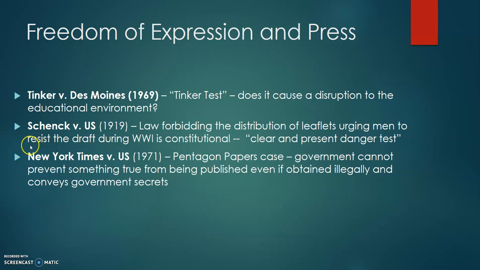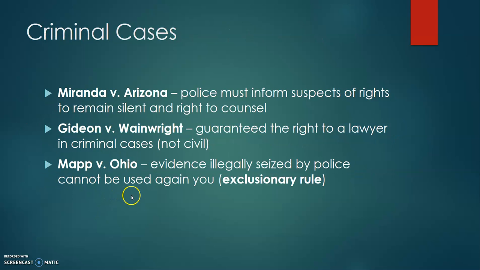And then in 1971, we have the case of New York Times versus the United States. This is, of course, dealing with the Pentagon Papers case, in which the government cannot prevent something true from being published, even if it was obtained illegally and conveys government secrets. So this is a big First Amendment win, particularly for news publications such as the New York Times, to be able to publish things, especially, again, even if it is obtained illegally and conveys government secrets that could even be damaging to the United States government. So this is a huge boon for the freedom of press part of the First Amendment. And keep in mind that all of these cases are on my YouTube channel for further explanations.